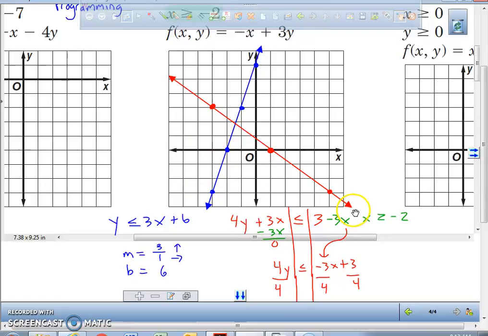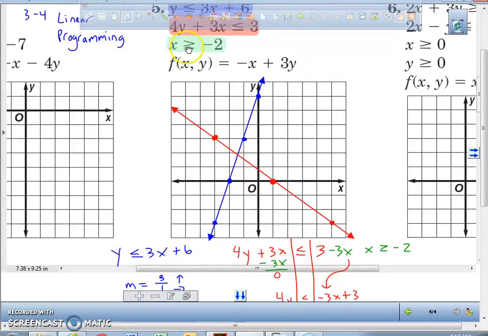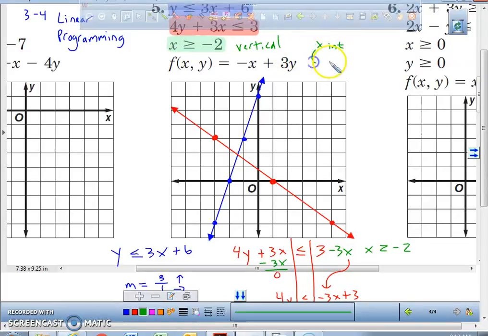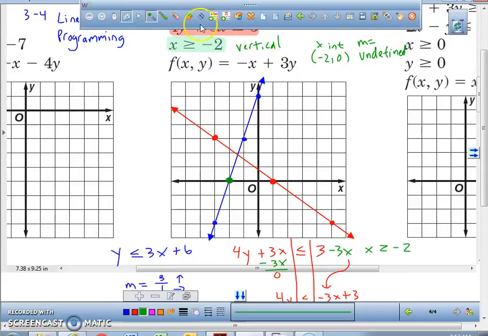And last but not least, it says we have to do x is greater than or equal to negative 2. Now this is going to be a vertical line, everybody. It has an x-intercept, but it does not have a y-intercept. The x-intercept is at negative 2, 0, right here. It has an undefined slope. If I said, what's the slope? The correct answer would be, it's undefined, because it's a vertical line.